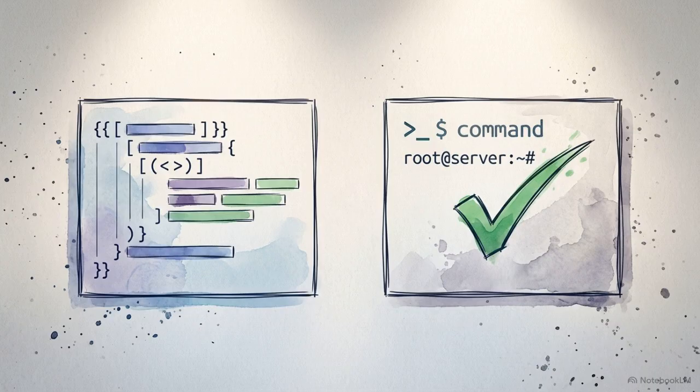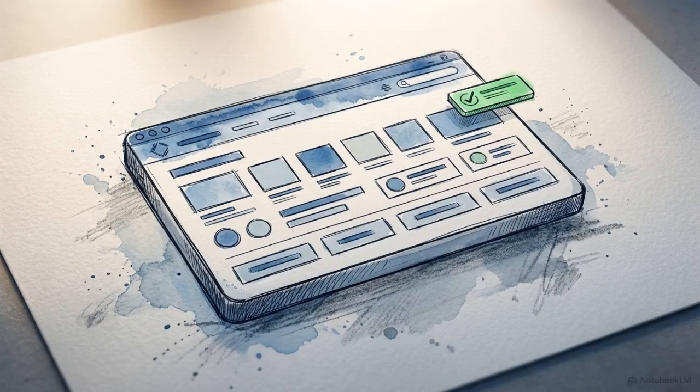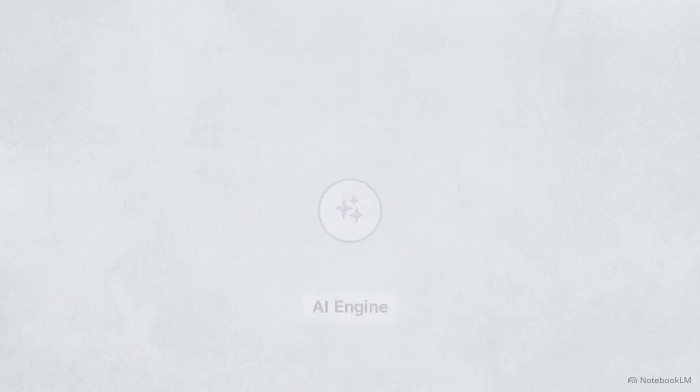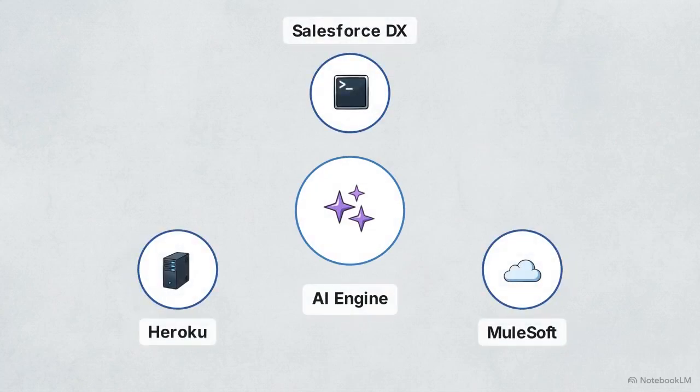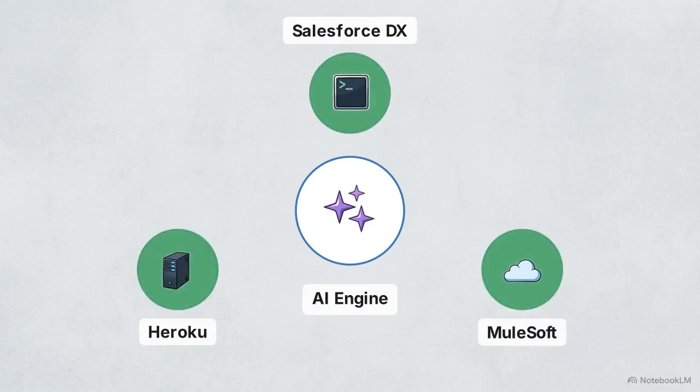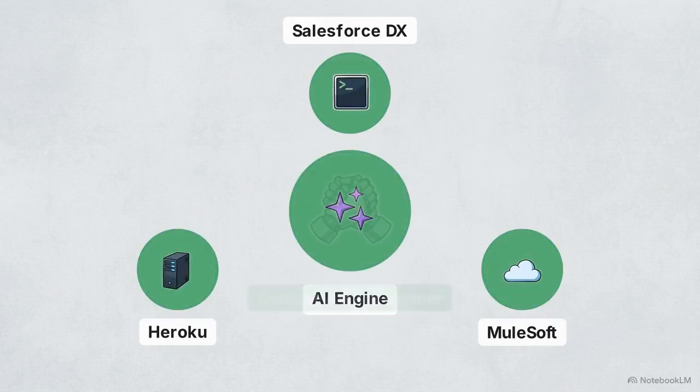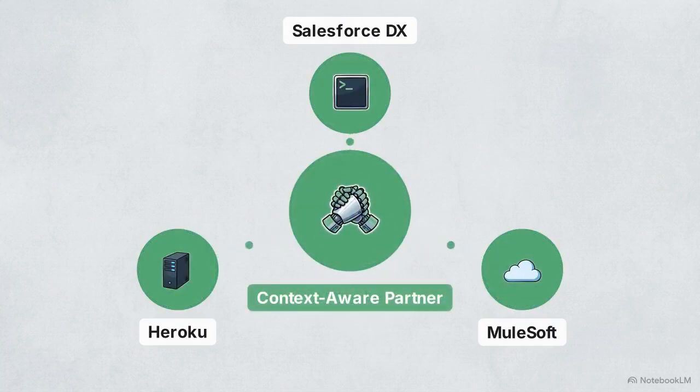Using that real-time context, it writes the code, tests it, and successfully deploys the requested Lightning Web component directly to your connected org. By leveraging the Salesforce DX MCP server and optionally connecting the available Heroku and MuleSoft servers, your AI now functions as a fully integrated, context-aware development partner.